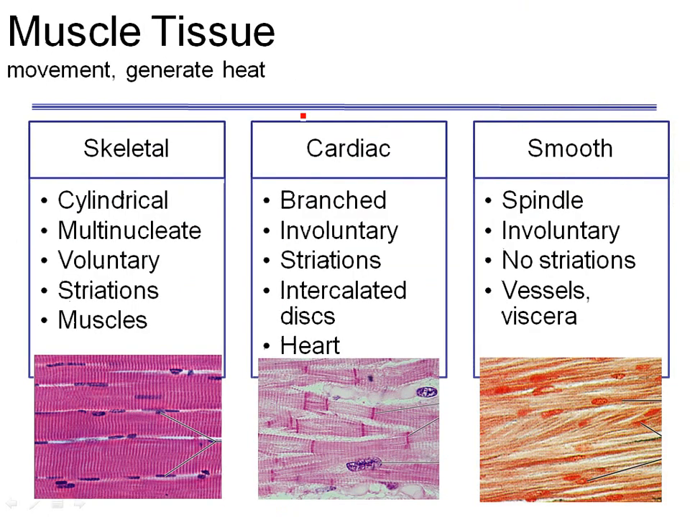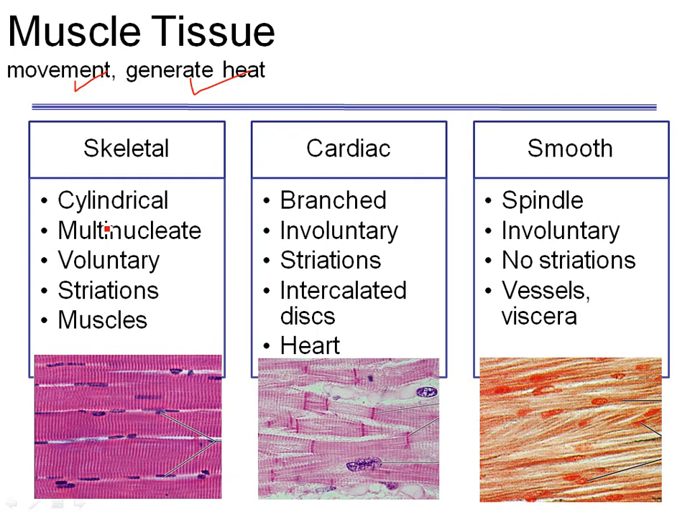Muscle. Muscle cells have 3 different tissue types. They all allow us to do movement of some type and generate heat specifically for one kind of tissue type. They're skeletal, associated with your bones, cardiac in your heart, and smooth, which is your organs and your viscera.